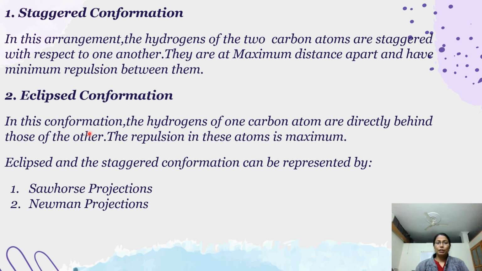Eclipse conformation क्या होती है? जहाँ की the hydrogen atoms of one carbon atom are directly behind those of the other. एक कार्बन के एटम का जो हाइड्रोजन होता है वो दूसरे कार्बन के एटम के हाइड्रोजन के बिल्कुल नजदीक होता है और उस वजह से रिपल्शन भी ज्यादा होता है as compared to the staggered conformation. Now, eclipse and the staggered conformation can be represented by, ये दोनों ही conformation आपका कैसे represent की जा सकती हैं? By Sawhorse projection or by the Newman projections.